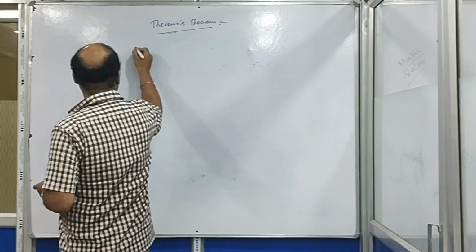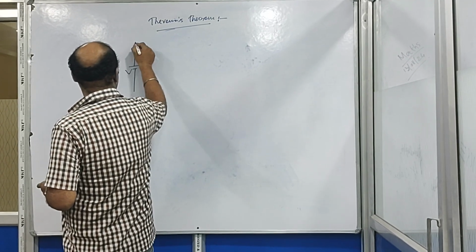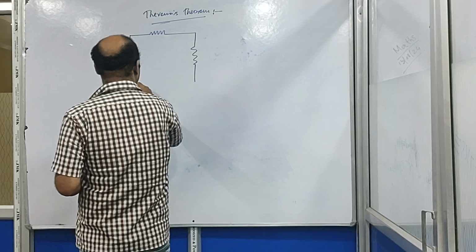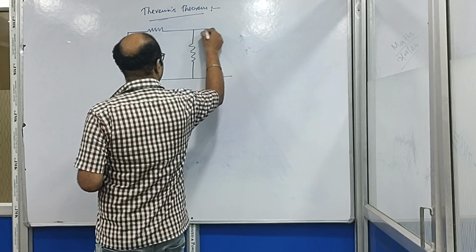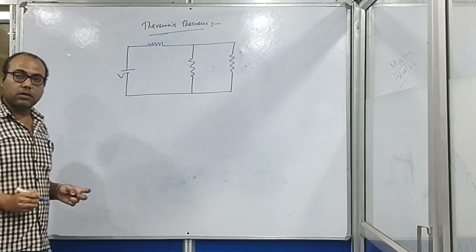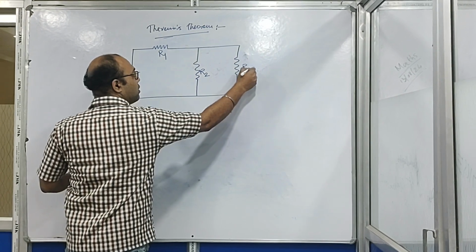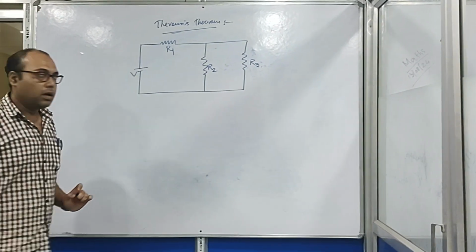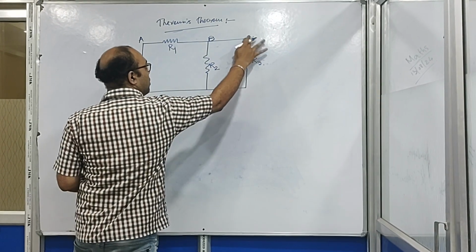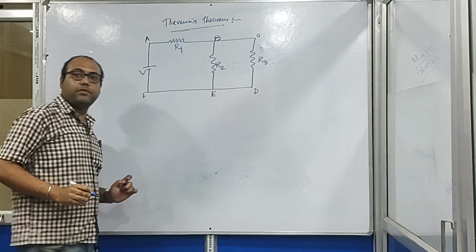Let me draw a circuit having a voltage source V and three resistances. So these are those three resistances. Let us name those three resistances as R1, R2 and R3. So I am naming the circuit as A, B, C, D, E, F.